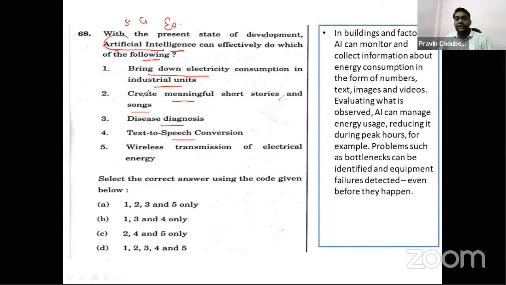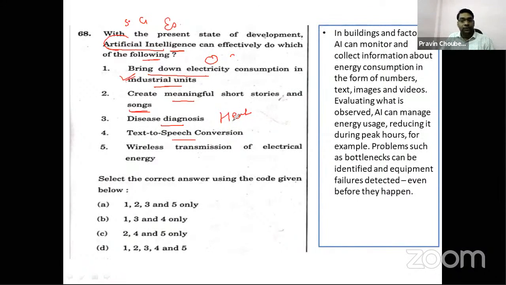So all the five statements are true here. Some industries are also using an app that works on the principle of artificial intelligence, that finds out at which time the voltage required is very high and at which time less electricity consumption is required. On the basis of this identification, artificial intelligence helps many industries conserve electricity. So statement one is correct. Creating meaningful short stories and songs is also correct. Disease diagnosis is a very important reform in the health sector, where it easily finds the main affected area of the body. So disease diagnosis is possible by artificial intelligence.